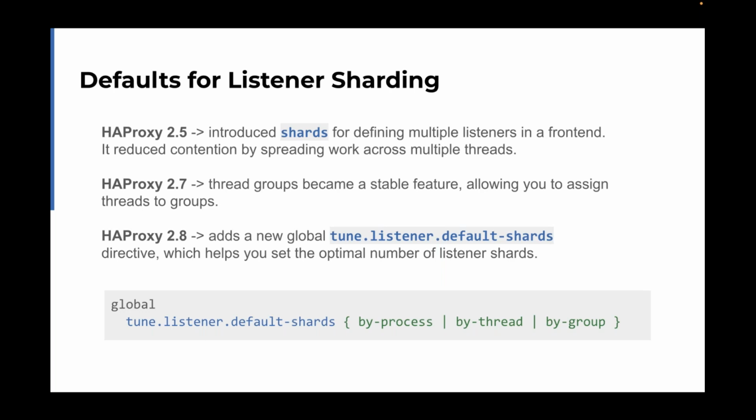So if you want to override the global default, you can set the mode directly on the bindline. When you don't set the shards argument to a number, it expects a value of either by thread or by group. As you can see here in the example, it shows you just those options, and it's quite simple.